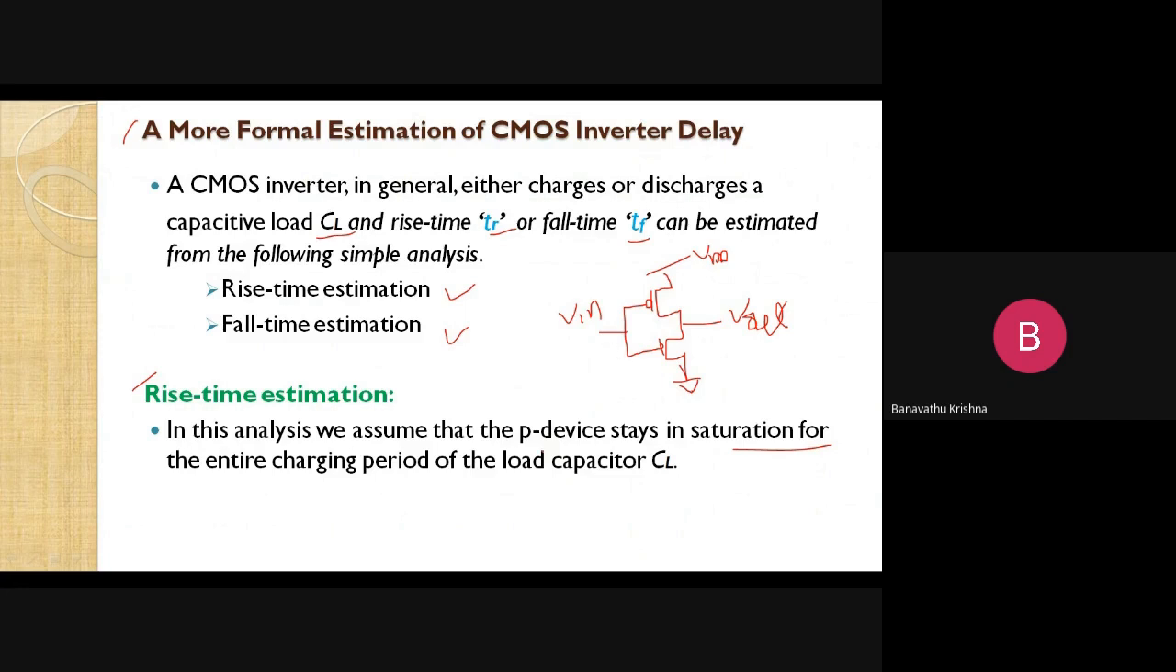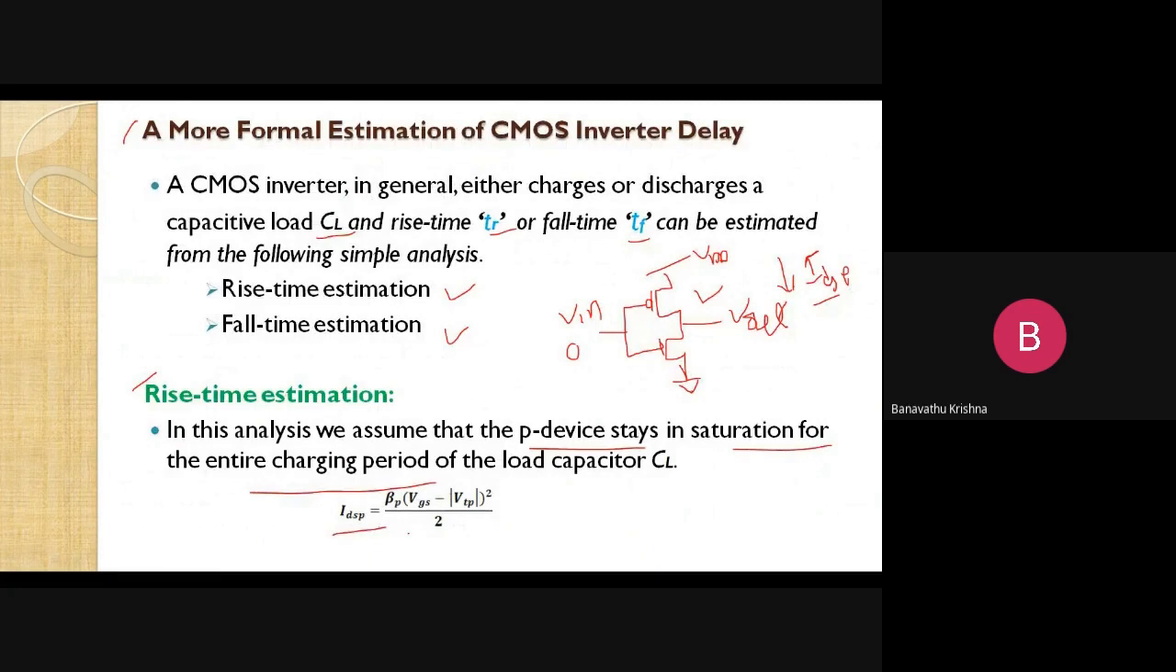So in this analysis, we assume that the P device stays in saturation mode. Saturation mode means if I apply input 0, then the PMOS is in the on condition. In saturation mode, the current flowing across the device is IDS, the drain to source current for the P channel, right? So the current flowing across this device is IDSP, and this charges the load capacitor CL for the entire charging period, right? This is the IDSP for saturation mode.